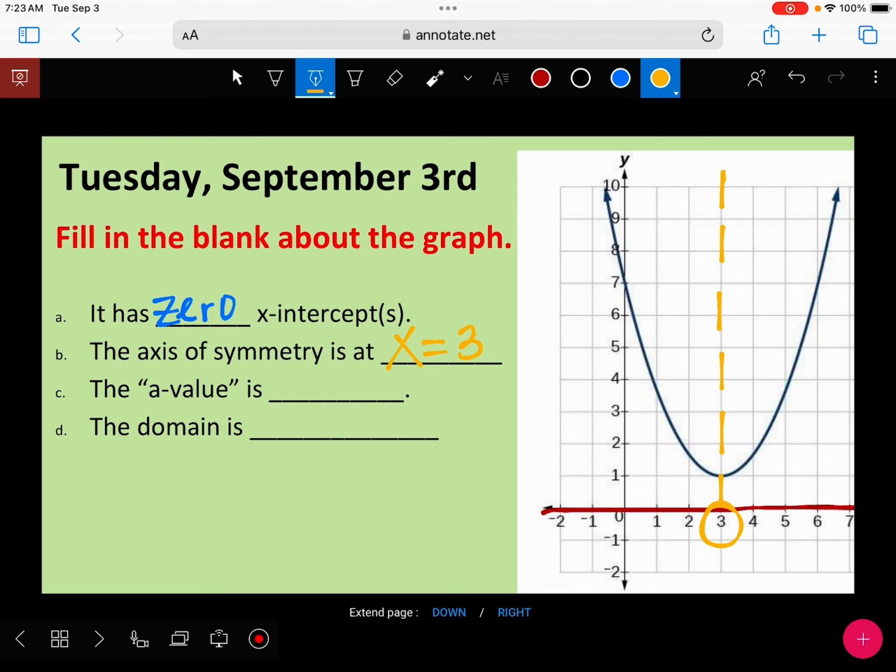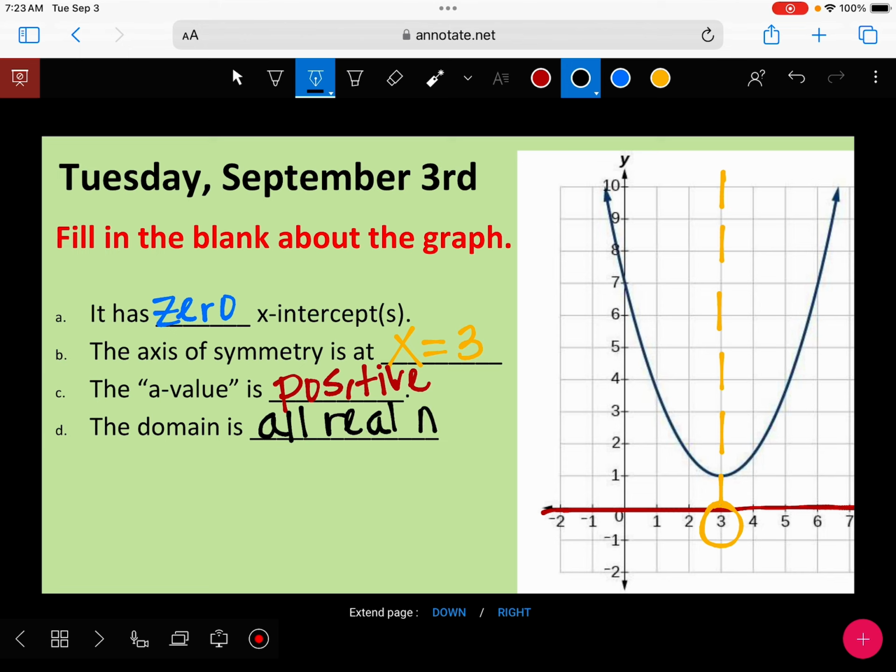Do we think the A value is positive or negative for this one? Who says it's positive? Who says negative? If it's a smile, it's positive. If it's a frown, it's negative. And this one is a smile, so it's positive. And what's the domain of all of our quadratics? All real numbers, yeah.